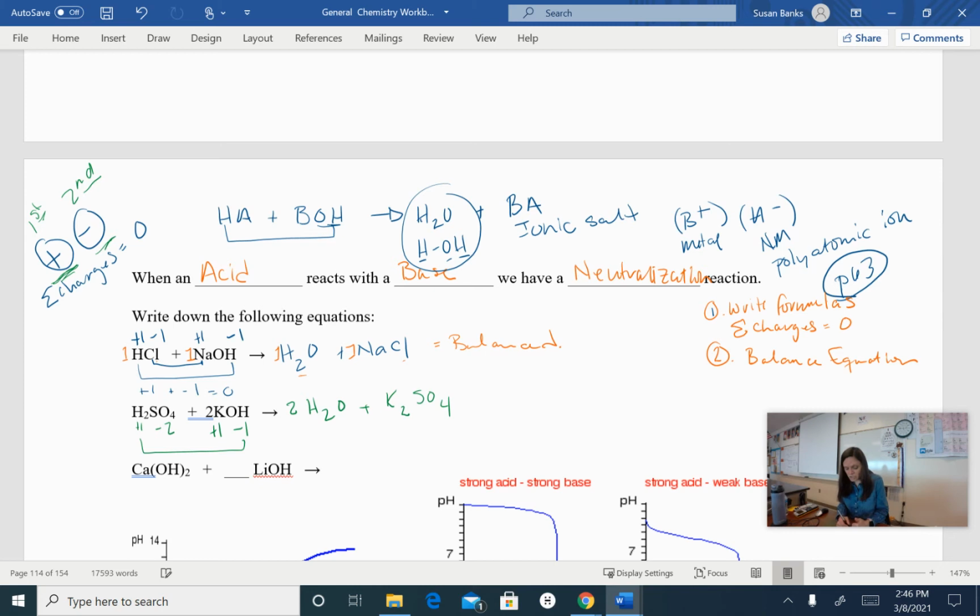We've balanced the charges. Now, let's balance the equation. 2 hydrogens plus 2 hydrogens here gives me 4 hydrogens. 2 times 2 gives me 4. I've got one sulfate group and I've got one sulfate group, so I'm good here. I've got 2 potassiums and I've got 2 potassiums. So this is balanced.